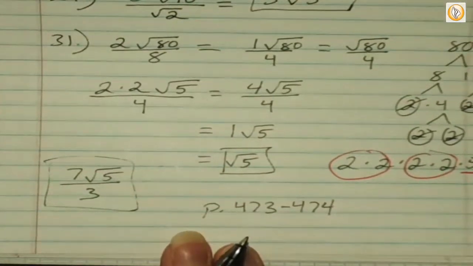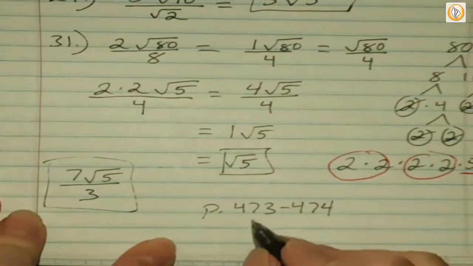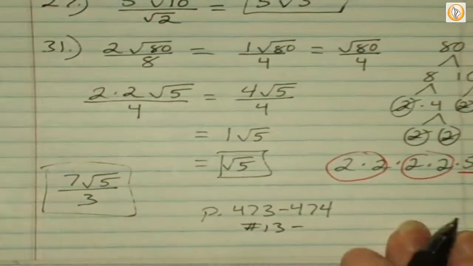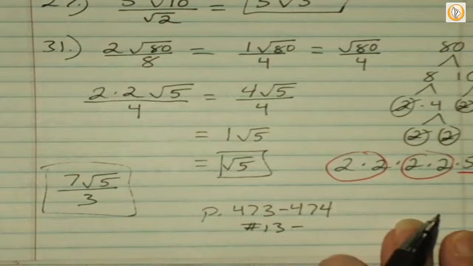Let's see, yesterday y'all did all that simplifying, 7 to 12. So today you're doing 10 problems. You're doing 13 to 31.